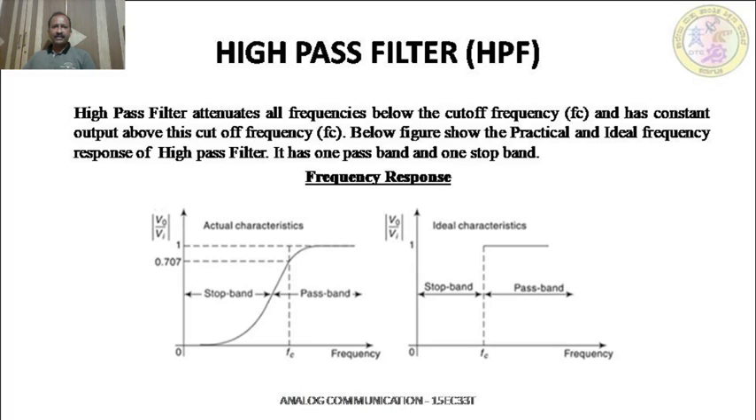In the ideal characteristic, for frequencies from 0 to FC, you get zero output. For frequencies above FC, the output is constant, that is, the output is equal to the input. That range of frequencies is the pass band. Now in a high pass filter, you have one stop band, one pass band, and one cutoff frequency. This cutoff frequency separates the stop band and the pass band. Like this you can define a high pass filter.